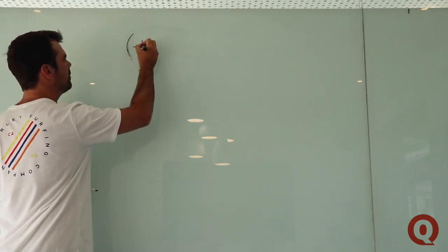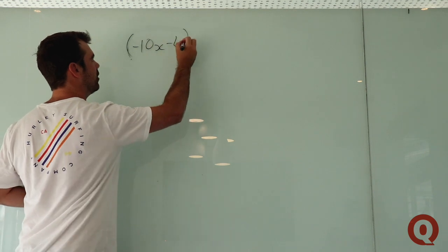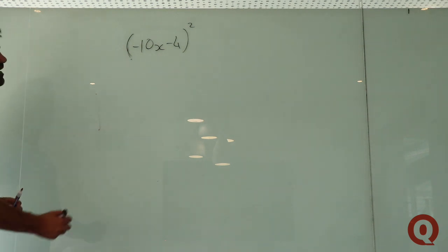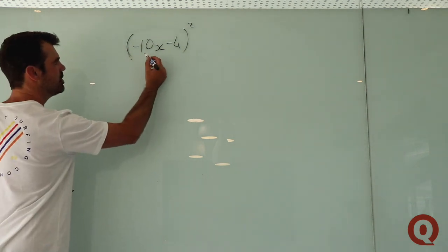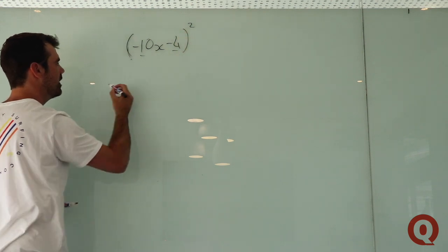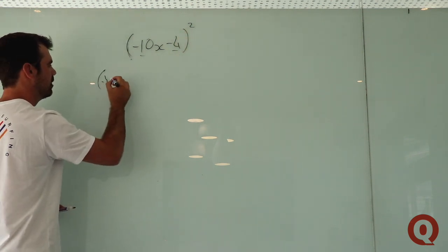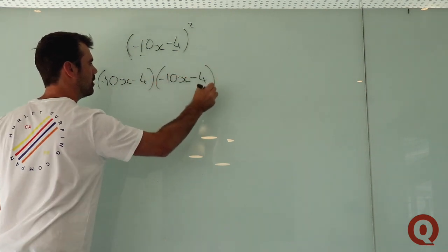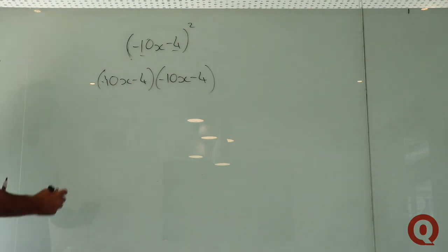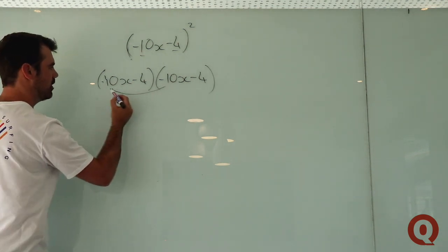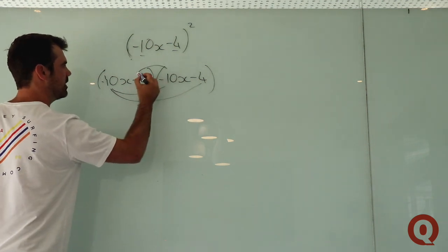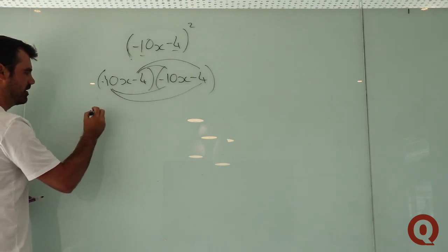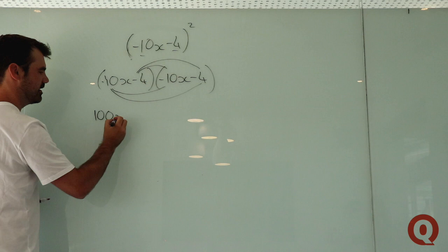We've got negative 10x minus 4, squared. Based on what we did previously, because I have a bracket with two terms inside of it which is being squared, I should just repeat this bracket and then multiply out. So again, we go first by the first, first by the last, second by the first, and second by the last. Negative 10 times negative 10, two negatives give me a positive, so it'll be a positive 100. x times x is x squared.